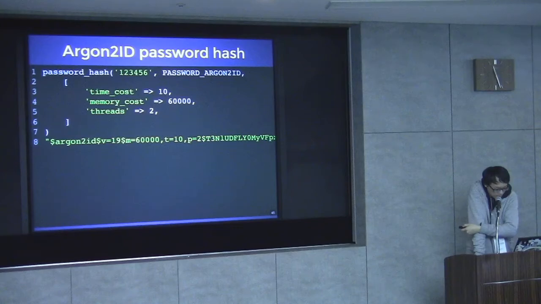And it's the same as Argon2ID. And if you use Argon2ID, the result will get the Argon2ID prefix name and other information about time cost, memory cost, and the threads.